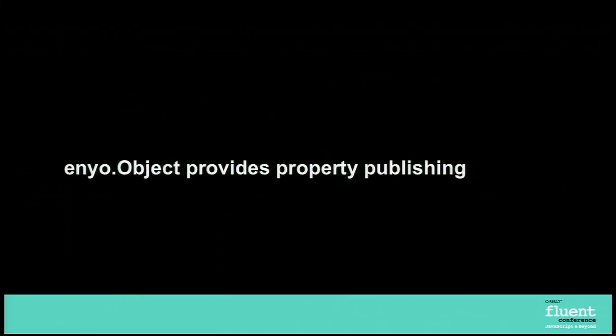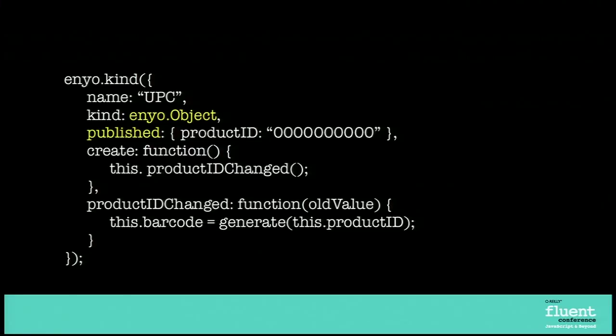Kinds are constructors. Now, we have a whole object hierarchy on top of kinds. Enyo Object provides property publishing. What does this mean? Okay, here I'm creating an object called UPC. I'm basing it on Enyo Object, and it has a published property called product ID. So product ID has a default value, and because it's a published property, we're automatically going to create a set product ID and a get product ID function, as well as product ID changed as a hook for you to monitor whenever that value changes and do some action on it.